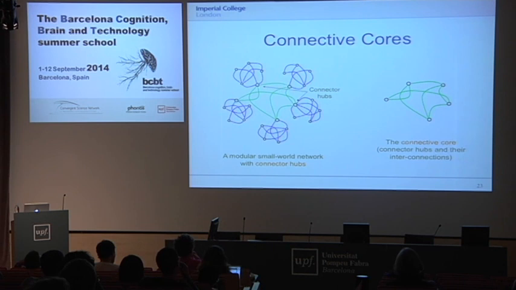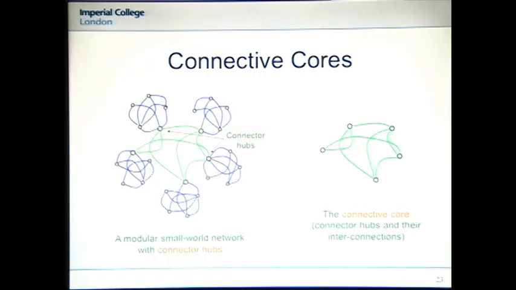Okay, so first of all, I want to introduce this notion of a connective core, which is very much like the notion of a rich club that was alluded to earlier on. So recall my complex network that I used in those previous computational models. That was a modular small world network. But there's a slight difference between this one and the one that I showed you before. The one I showed you before was a modular small world network, but it didn't actually have any hubs, didn't have connector hubs.